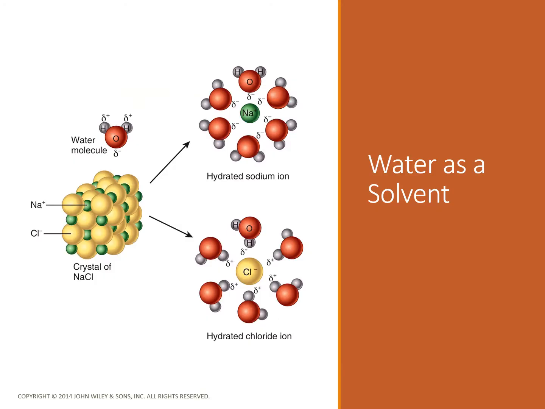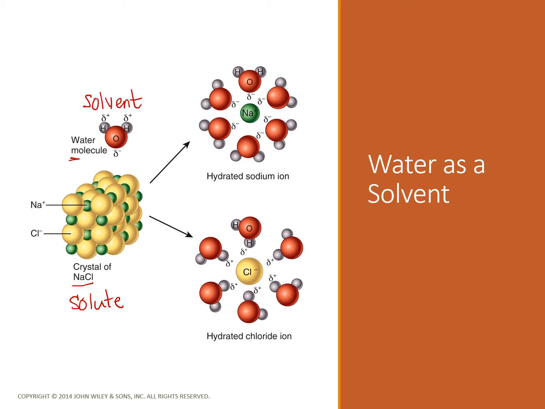In a solution, a substance called the solvent dissolves another substance called the solute. So usually when we're talking about solvents with water, water is going to be the solvent. And in this case, salt or sodium chloride is going to be our solute. And this is spelled solute. And water is going to be the solvent.